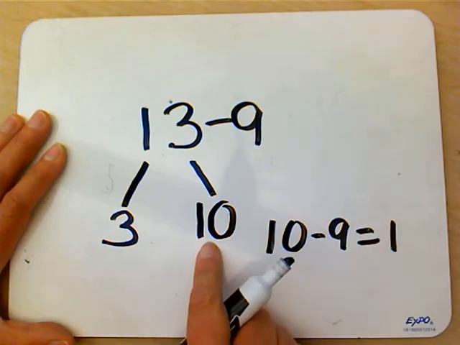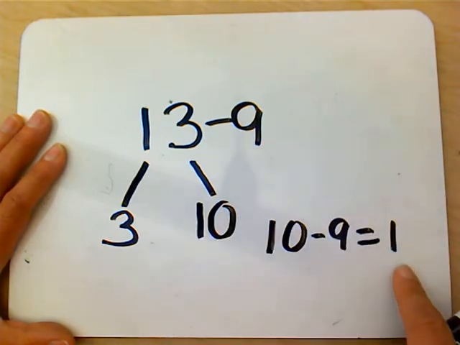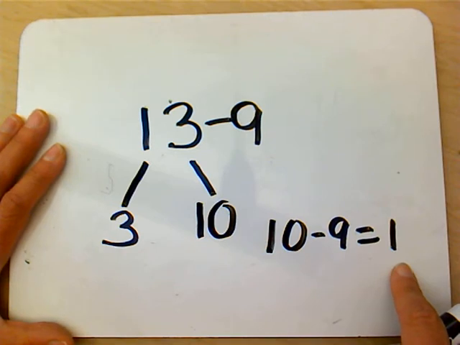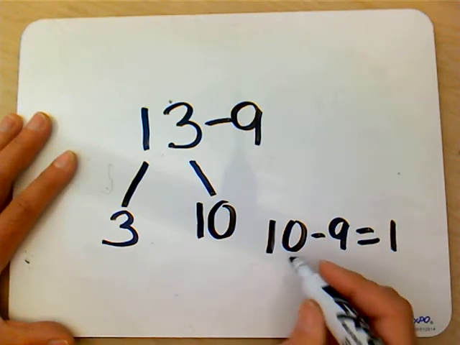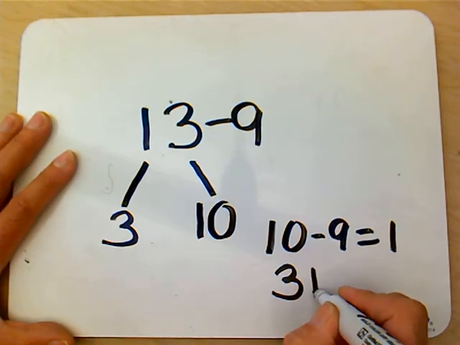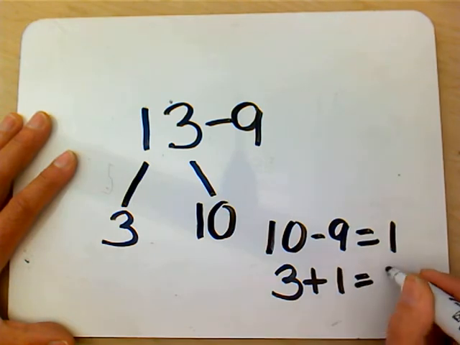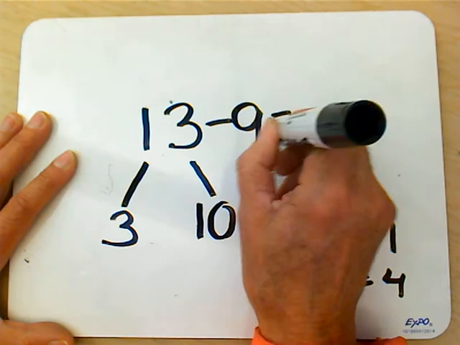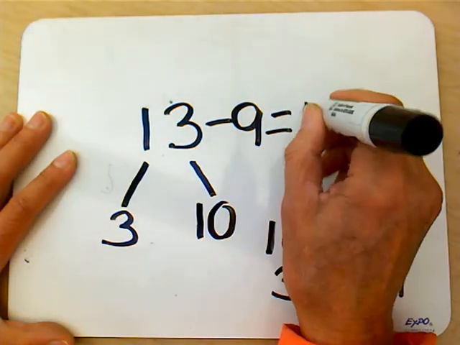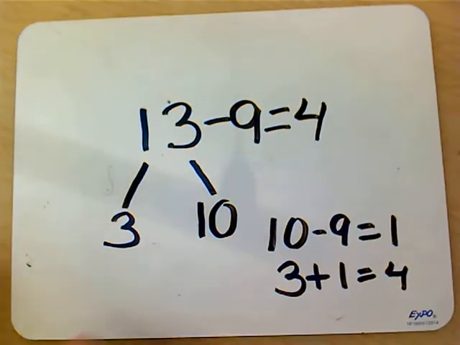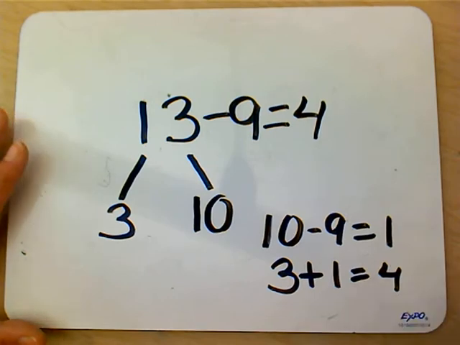Now I've taken care of my 10 and my 9, and I have 1 that's left from that subtraction, and I have 3 that I still have to use. So 3 plus the 1 that I got as a difference gives me 4. So 13 take away 9 is 4. So that's the kinds of problems we're going to be doing today.